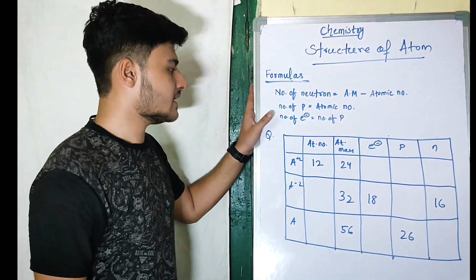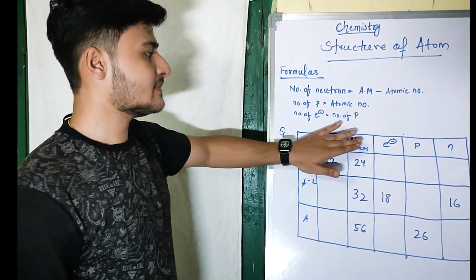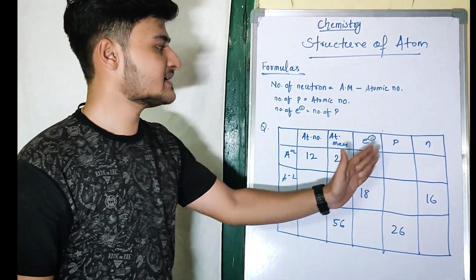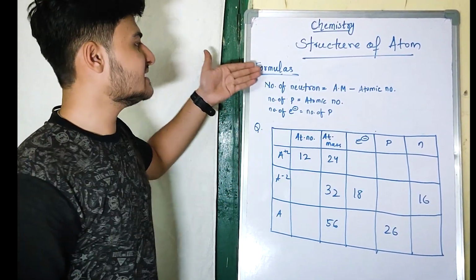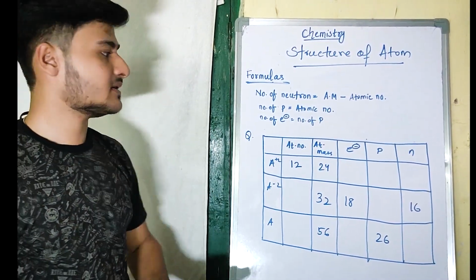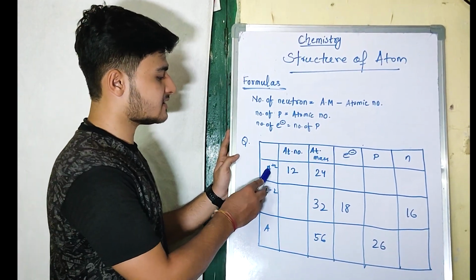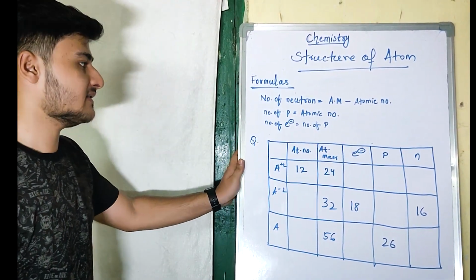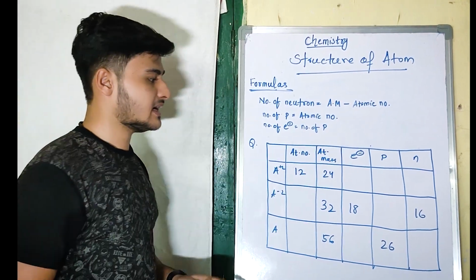The question is about atomic number, atomic mass, electron, proton, neutron. In all these concepts, there is some missing part that we have to fill. Using these formulas, we will find out the electron, proton, neutron, whatever is needed in the question. In the question, the first is an ion, the second is also an ion, and the third is a neutral atom. So let's go to the question and solve it.